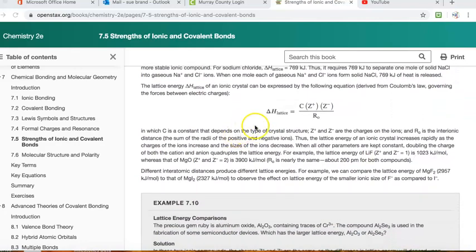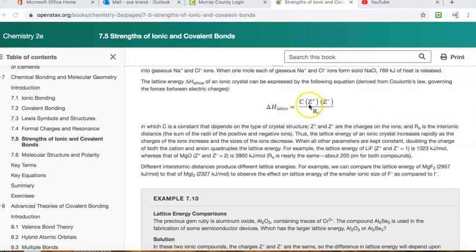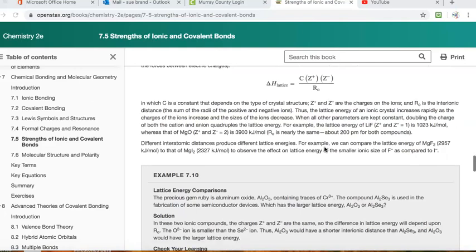Okay, and here it's derived from Coulomb's law. So the enthalpy of lattice, or the lattice energy basically, is equal to C, where C is a constant. It depends on the crystal structure of the substance. Z plus and Z minus are the charges on the ions. Z plus would be the cation, Z minus would be the anion, and R naught is the interionic distance. That's the distance between the sum of the radii of the positive and the negative ions. So it's the distance between the two ions.